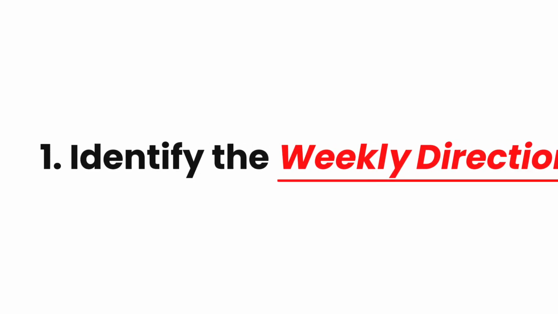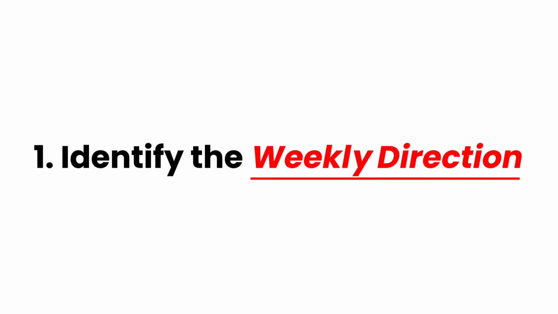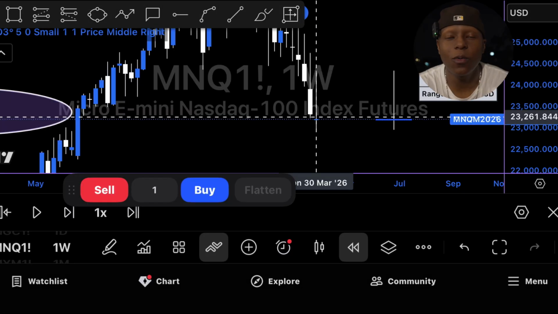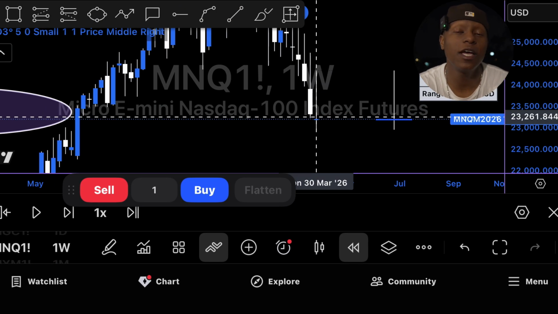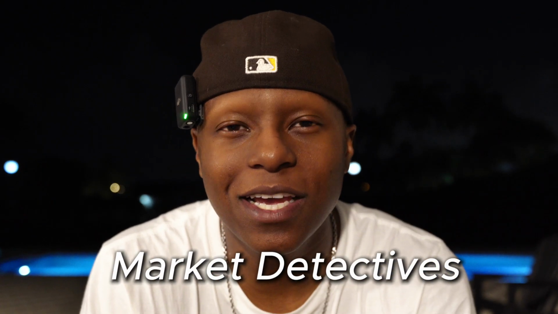So the first thing that we wanted to do is identify the direction on our weekly time frame. At the start of each week, I want to start with my weekly time frame and see just how the weekly closed, because that is going to help give me some clues to how the markets could move for the upcoming week. How I like to think of it is we're market detectives, right? We don't have any crystal ball that's going to tell us what the future of the markets is going to do, but we can utilize the clues that the market has given us to formulate a plan on what we can expect to happen next, right?